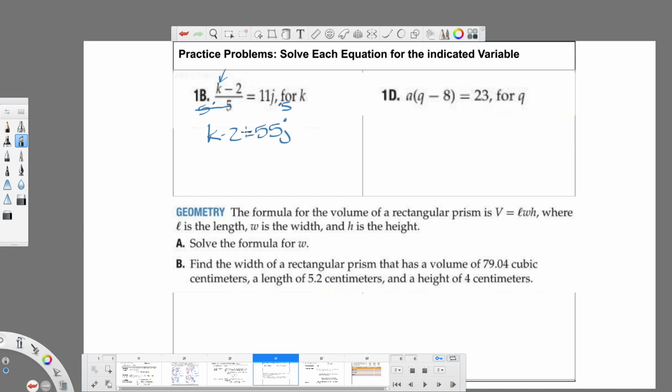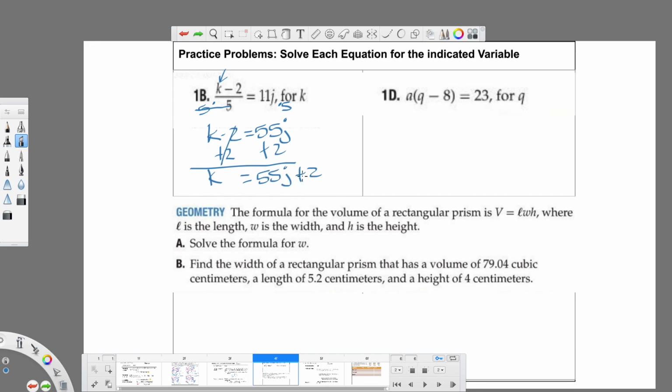And my last step to get k by itself is now just to deal with this plus 2. So I'm going to add 2 to both sides. So I have k, the 2's cancel, equals 55j plus 2. Remember, you cannot combine these. One has multiplication happening, one does not. So order of operations says we can't combine them because they're not like terms.